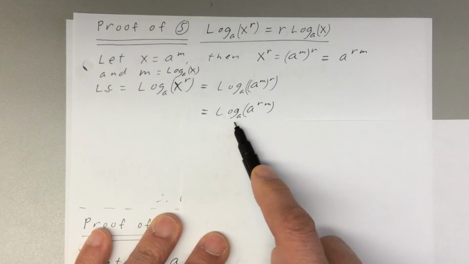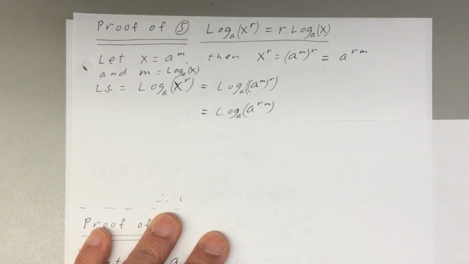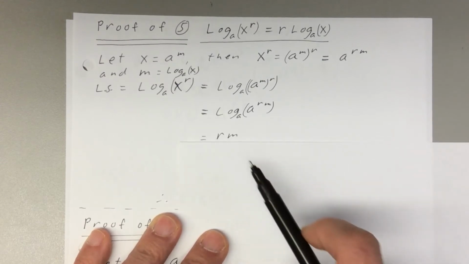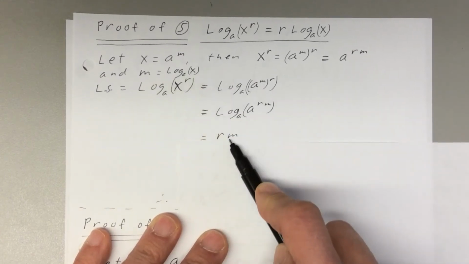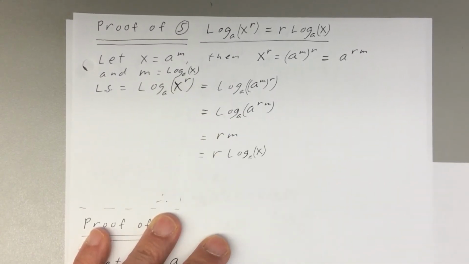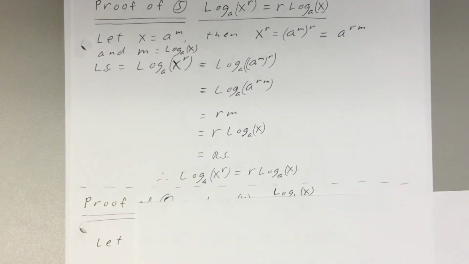And now because of the same base, we're going to get rid of this part using the first law that we had, and we get rm. And because we know that m is log base a of x, we're just filling that in, and now we're proving that law. Okay, so the right side, there's the law.